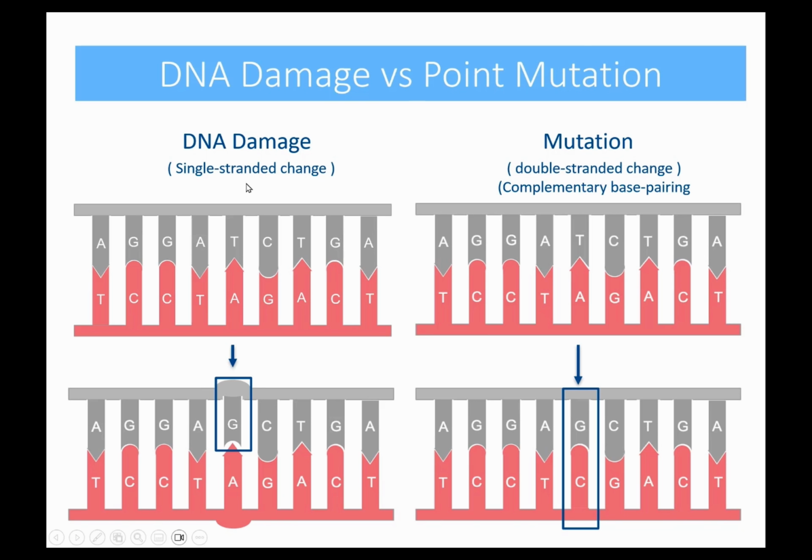DNA damage is a single-stranded change, whereas mutation is a double-stranded change, and it needs to be complementary base paired. So here you have a DNA strand. Just put your thinking caps on, or imaginary caps, I should say, and let's try to separate these strands. This is now going to divide, right? So the cell is going to divide, so DNA synthesis is going to occur. Look at the bottom, that is now going to serve as template.